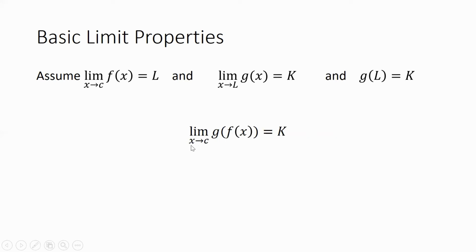Limit as x goes to c, that's basically turning this f of x into an L, and then I'm taking g of L and then getting a k. So it's a two-step process. The inside function gives you the limit L, and then you take g of L and you end up with a k. So those are some basic limit properties that we're going to be utilizing when we solve limits analytically.